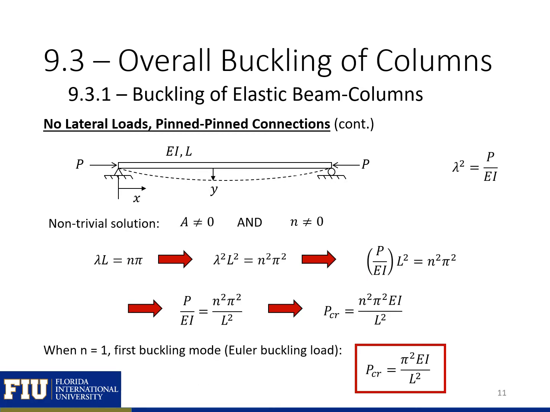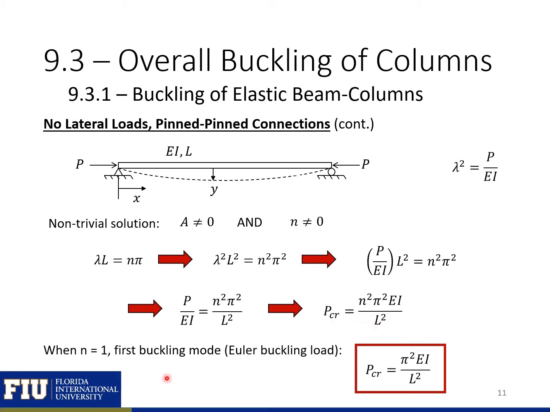If we have a non-trivial solution where A is not equal to 0 and n is not equal to 0, then we know lambda L needs to equal n times pi. If we square both sides so that we can substitute in our known lambda squared expression, we get lambda squared times L squared equals n squared times pi squared. We can substitute in for lambda squared and then solve for P, and we'll get an expression n squared times pi squared EI over L squared as our critical buckling load.